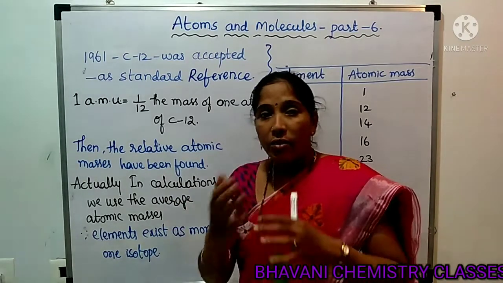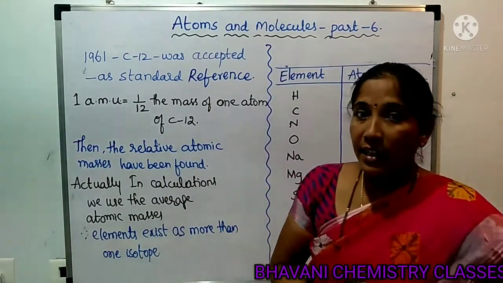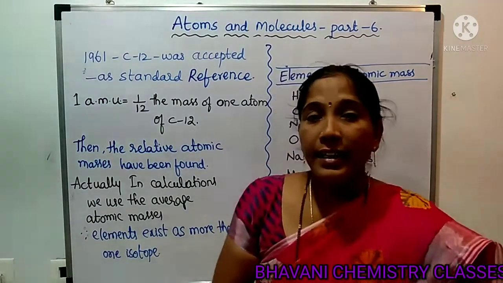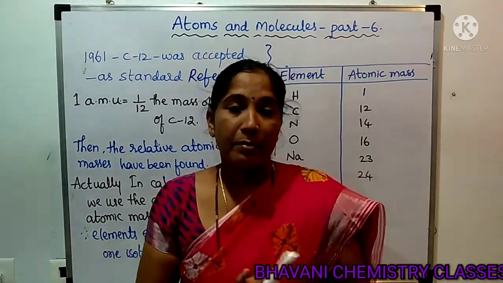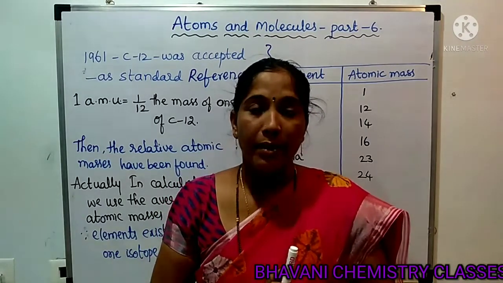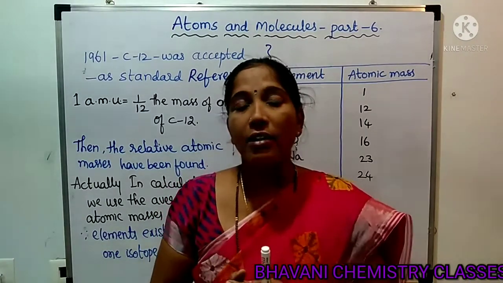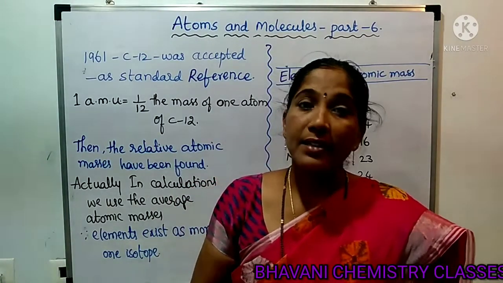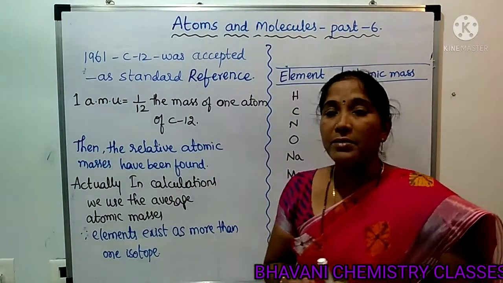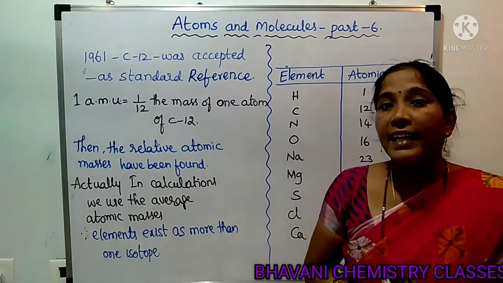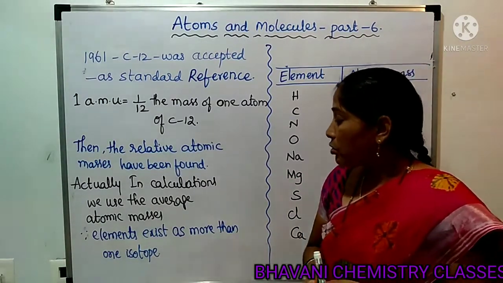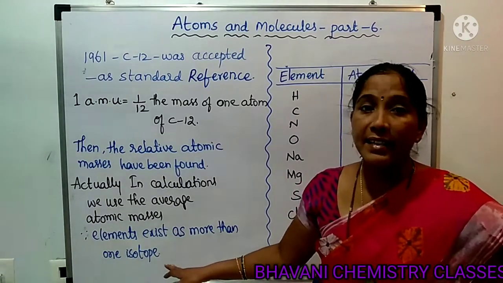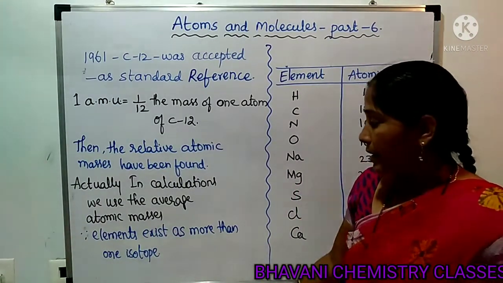And what we are using, the atomic mass, in the starting only I have told you that atomic mass means simply the mass of an atom, or average mass of an atom. Why are we using the term average? Because some atoms or some elements exist in more than one isotopic form. That is the reason the atomic mass is the average atomic mass.